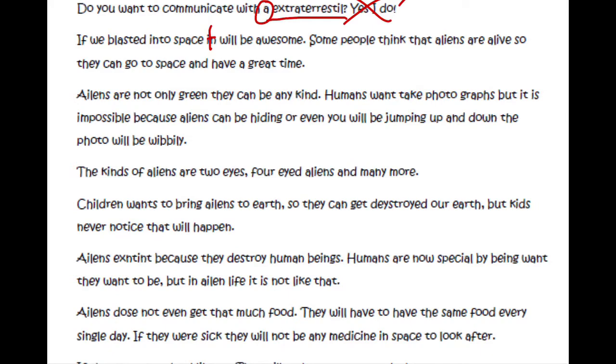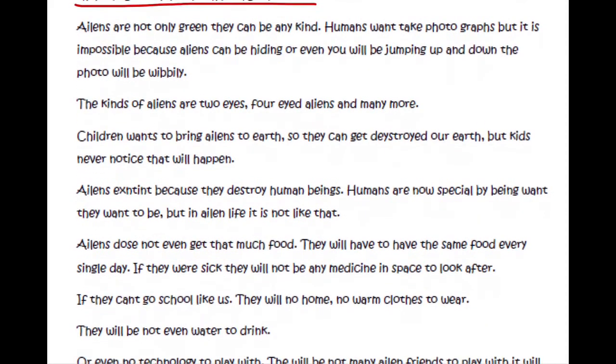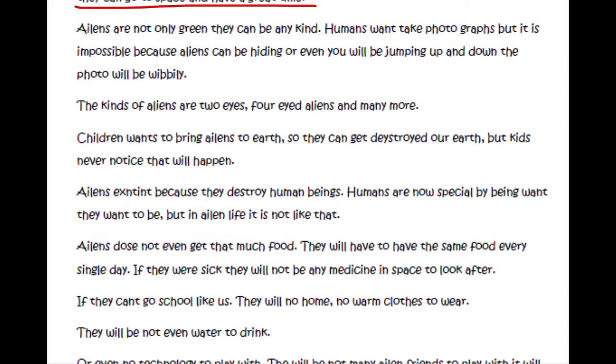"Some people think that aliens are alive so they can go to space and have a great time." This line doesn't answer the question. We are inviting them. We are not talking about humans going into space. So this kind of line doesn't exactly give a purpose, and it doesn't relate to the actual question or the stimulus.